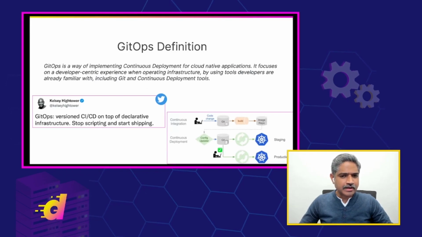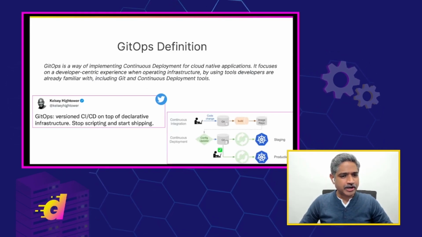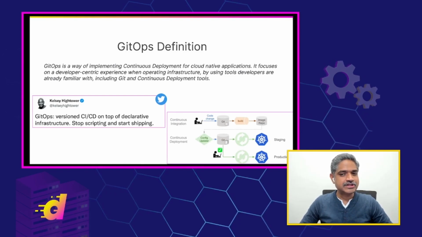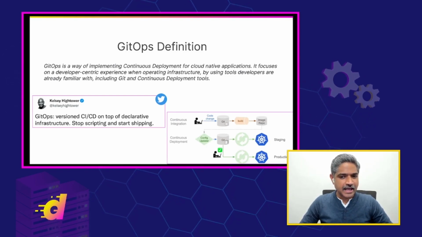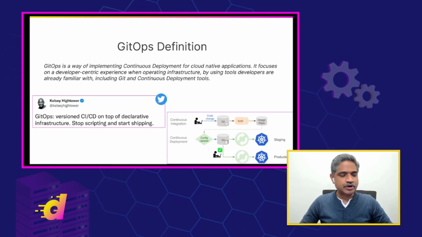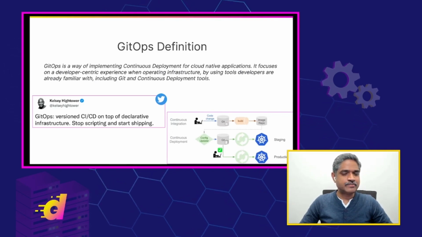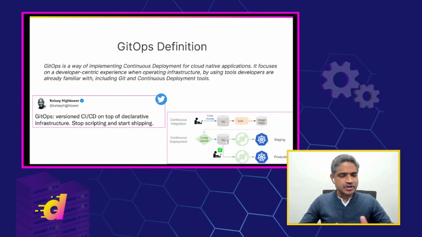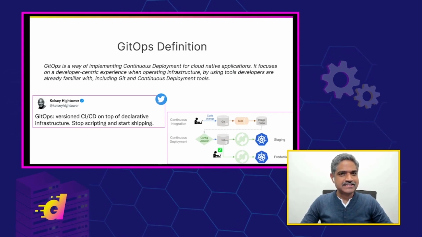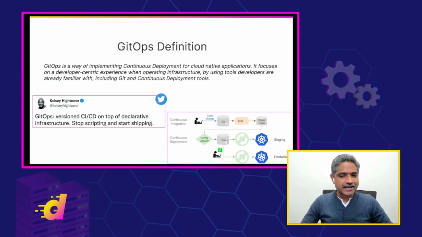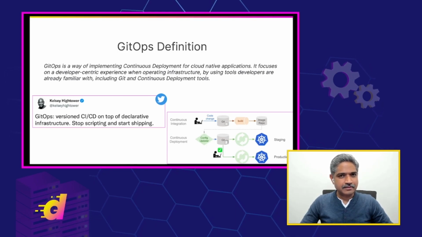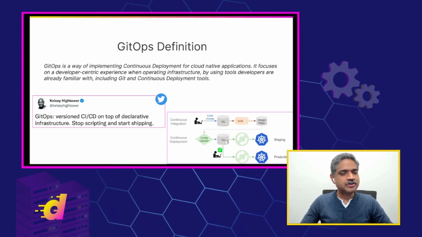Defining GitOps is straightforward. It's a way of implementing continuous deployment for cloud native applications by using tools that you're already familiar with, which are basically Git and some of the existing continuous deployment tools. And in terms of the big picture, if you're familiar with CI/CD and DevOps, GitOps is the last mile. Think of it as the release management workflow.